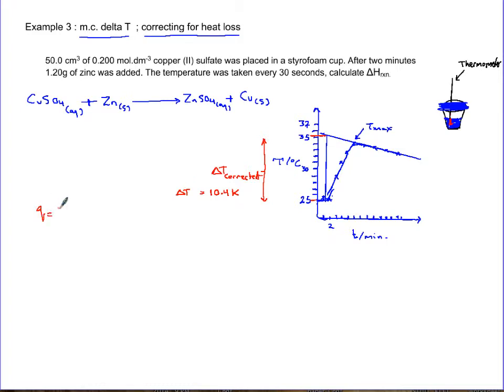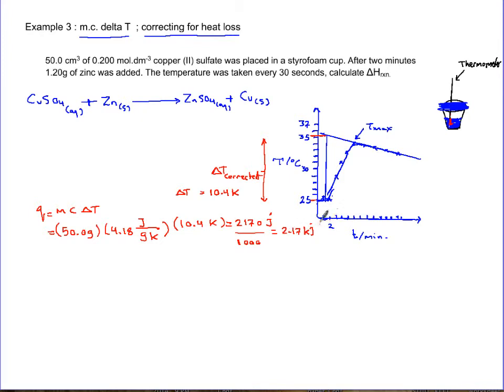So plug it into Q equals MC delta T. The assumption is this is a dilute solution, therefore all properties of water apply. Density is 1, therefore I have 50 grams of liquid water only. The heat capacity of water is used, 4.18 joules per gram degree Kelvin or Celsius, times 10.4 degrees Kelvin. Once we do that, we are going to get 2170 joules. We divide it by 1000, then we have 2.17 kilojoules.